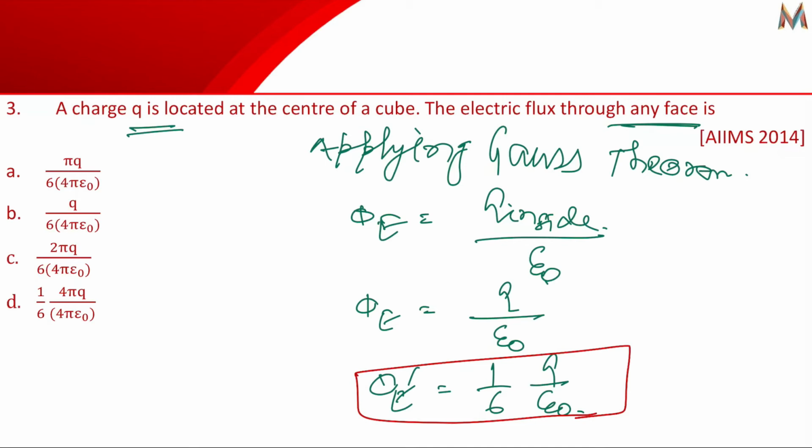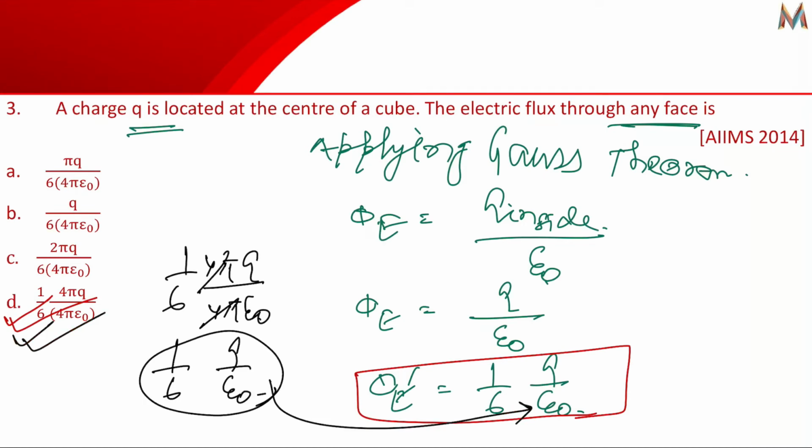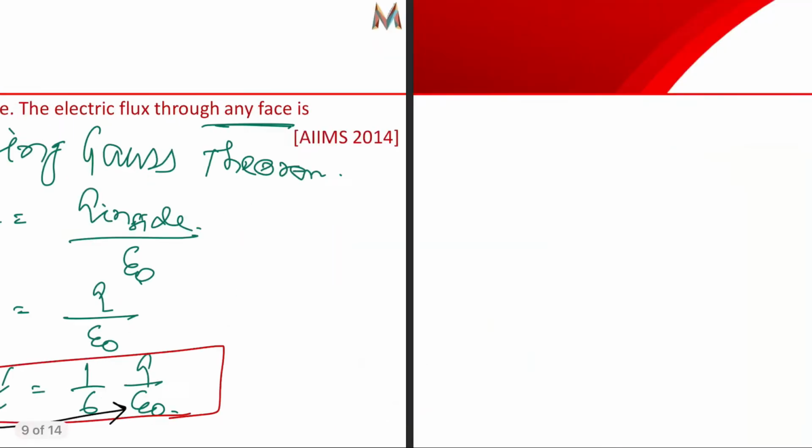Now, if you see the options, in all cases it is q by epsilon naught. The equivalent will be option D. See how? Because in option D it is given 1 by 6 times q by 4 pi epsilon naught, with a 4 pi factor. So, this 4 pi will get cancelled and we get 1 by 6 q by epsilon naught. So, this matches. Our answer is D. Okay. Let us come to the next question.